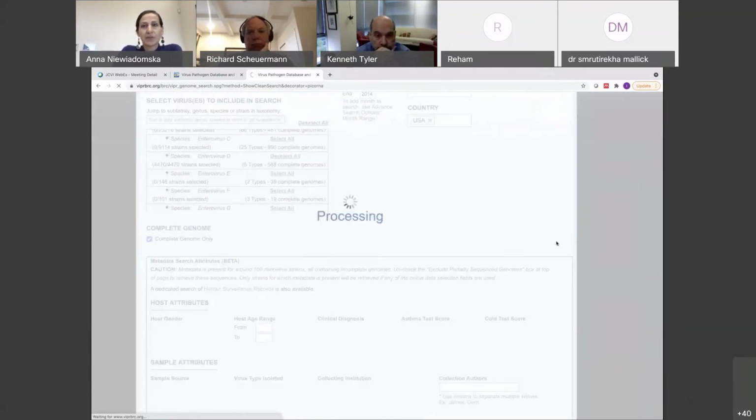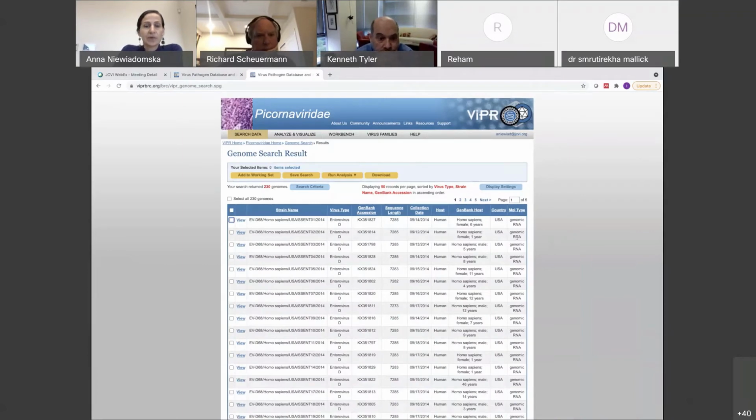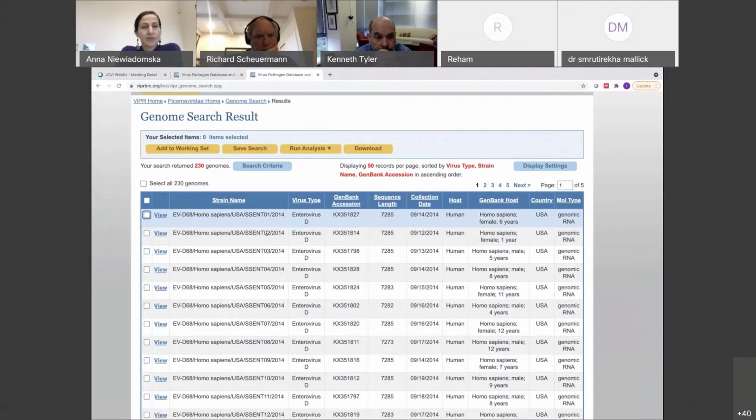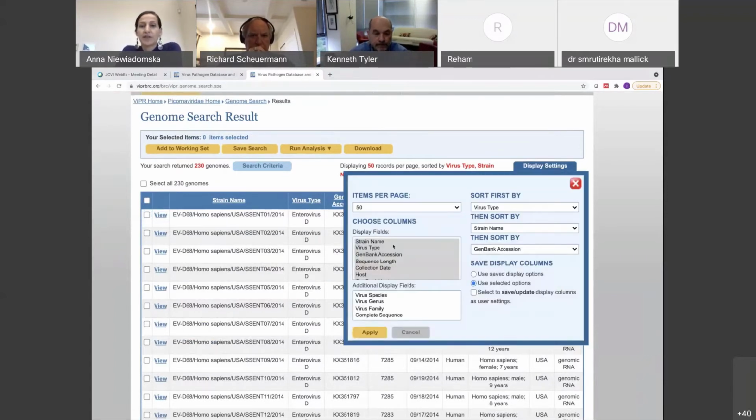that will provide you with a results table where you can view the different columns, including the strain name, the virus type. It'll give you the GenBank accession number, your sequence length, the collection date, and all the other host metadata. And you can sort by these headers as well, just by clicking on them. And you can also customize the display settings just by clicking on display settings and add and remove the different columns that you might be interested in.